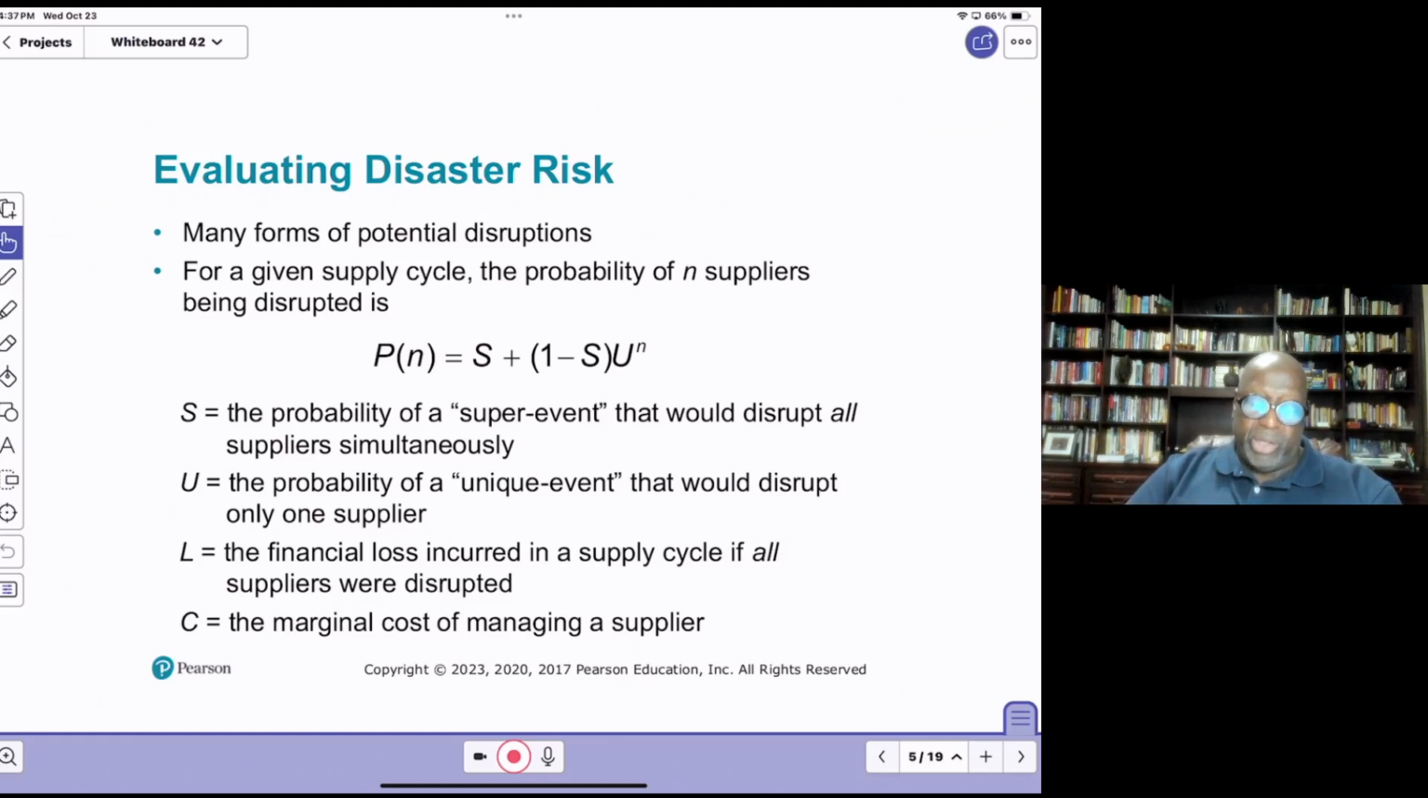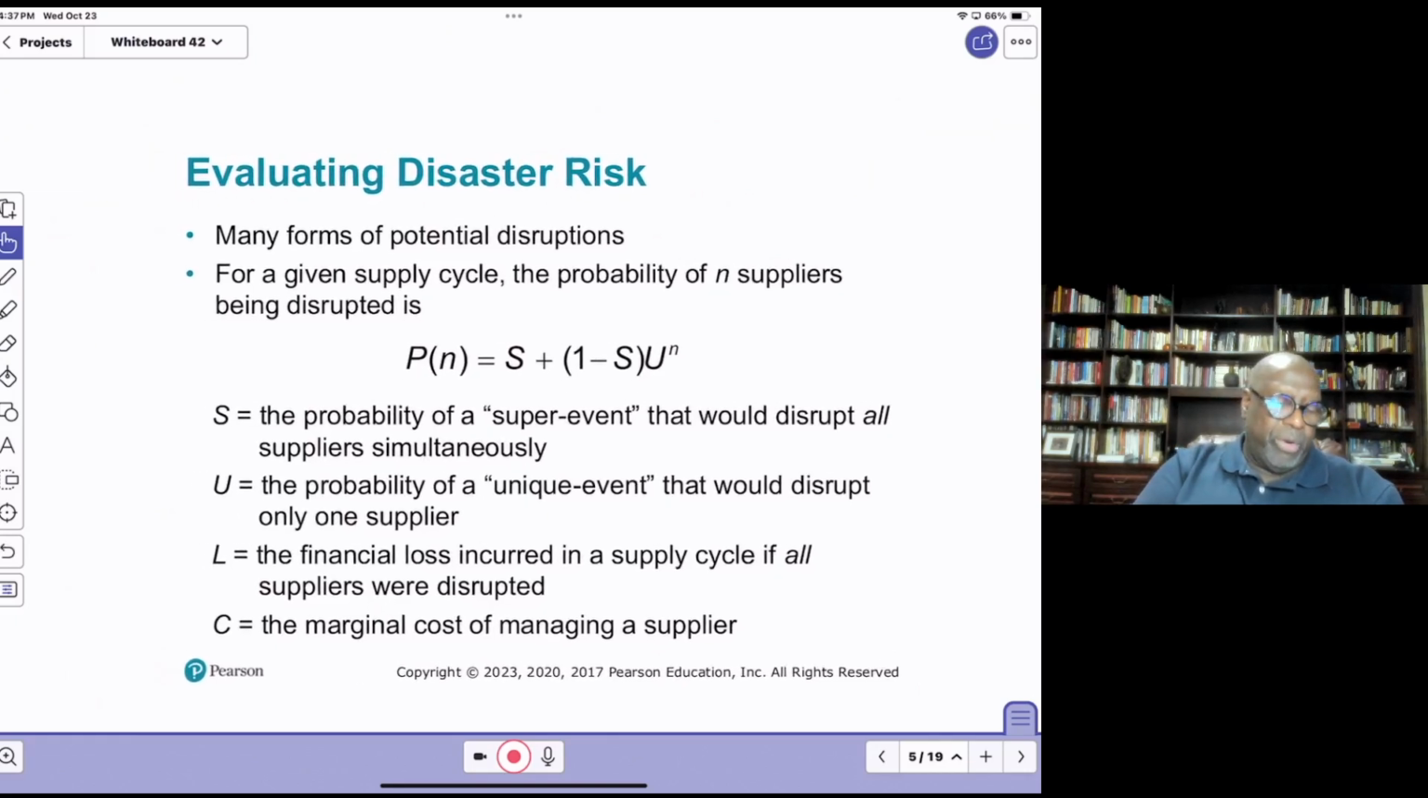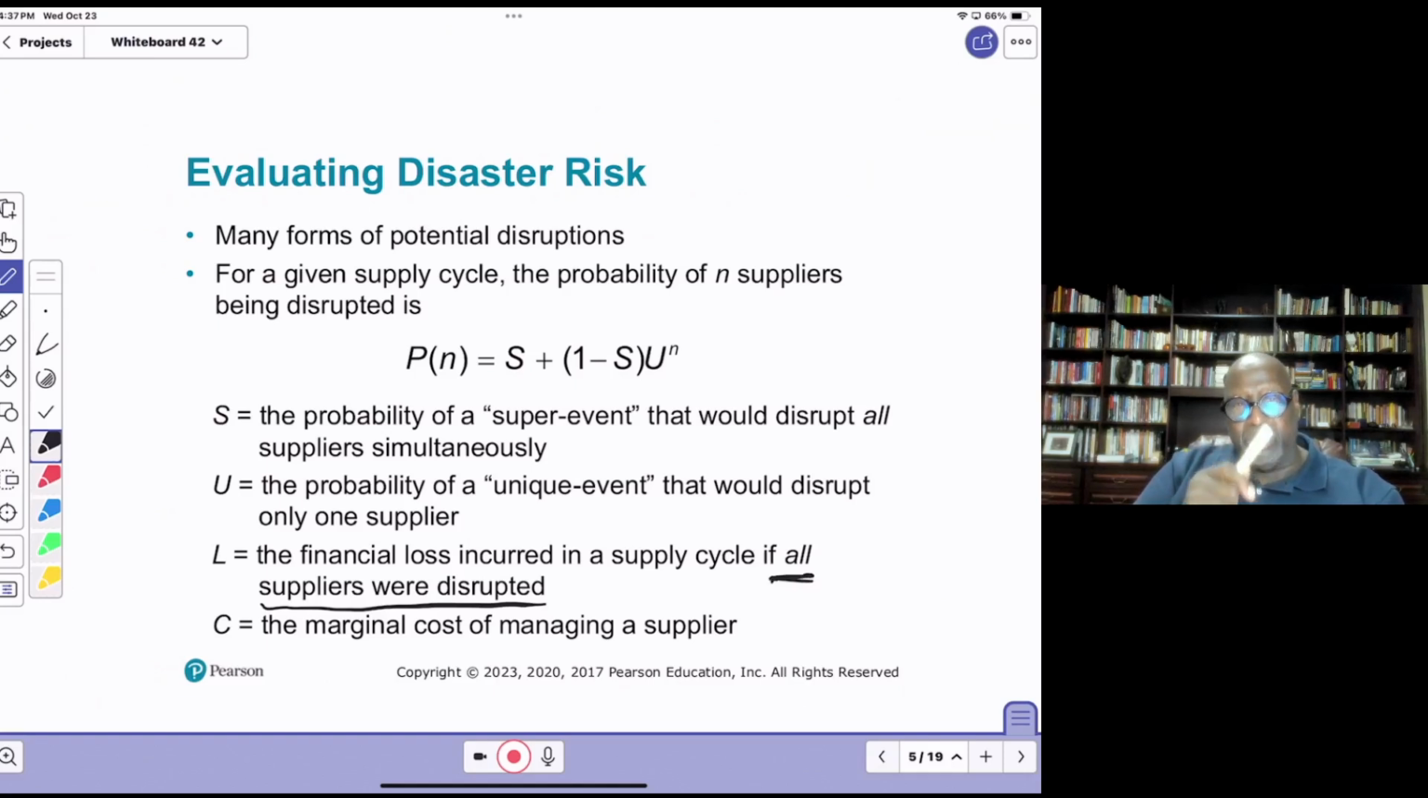And then the financial loss occurred in a supply cycle if all of the suppliers were disrupted. Now, why we say all of the suppliers and not just one is because if you have multiple suppliers, you're hedging against those risks. And therefore, if one supplier has an issue, the other suppliers are going to help you. So that's why, to get the major effect on the organization, you would have to have all the suppliers actually not functioning.